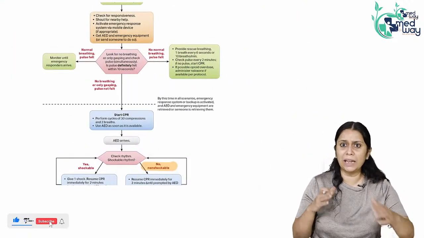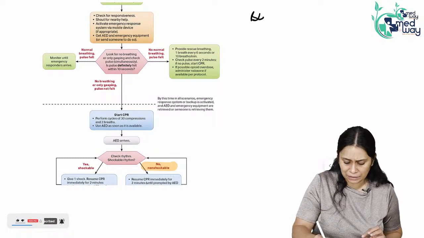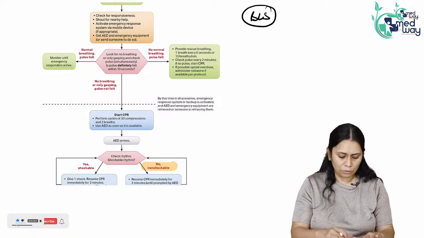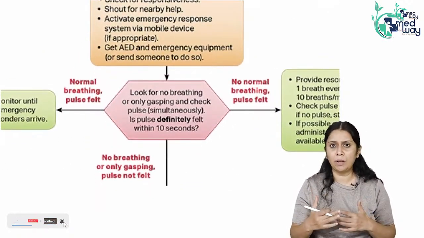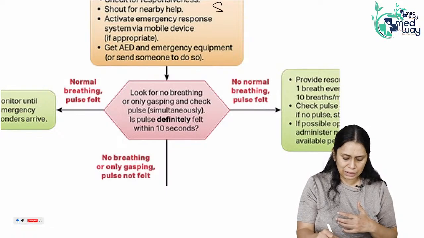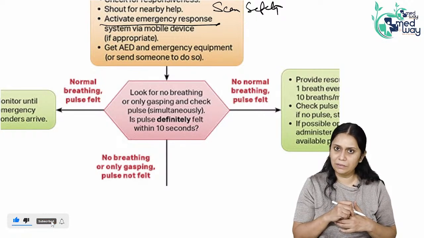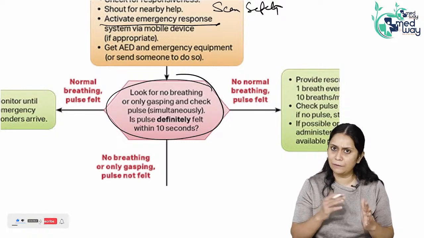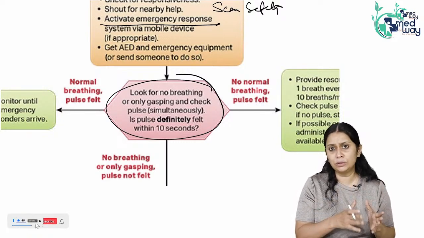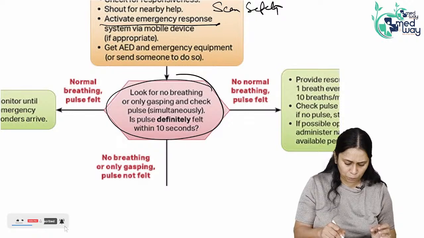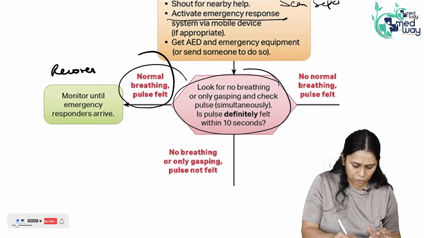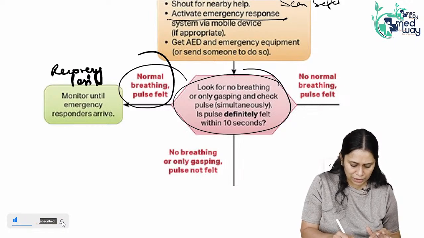If you see this flow chart, I have so many times told you this BLS flow chart is very important. Each and every point of this is important. So whenever we get an unresponsive victim, we do the scene safety. We activate the emergency. And then we look for pulse and breathing, within 10 seconds, to see whether pulse and breathing are present or not. If both pulse and breathing are normal, we make the person in recovery position to prevent aspiration.